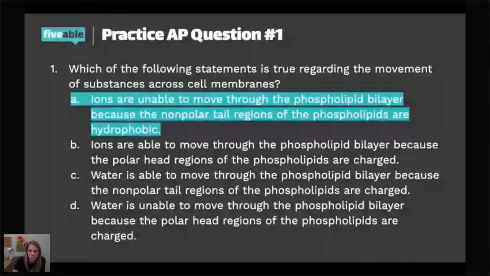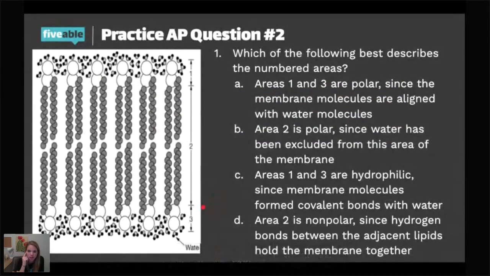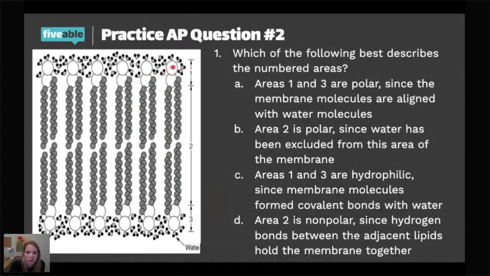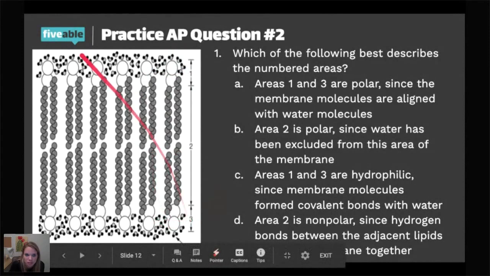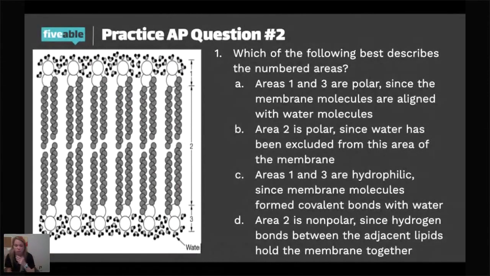Here we go. All right, practice question number 2. Which of the following best describes the numbered areas? So again, just stare at your screen. We've got area 1, area 2, area 3. I'm going to give you all like 30 seconds. I've got my watch timer. Whenever you're ready, go ahead and put your answer in. So A says areas 1 and 3 are polar since the membrane molecules are aligned with water molecules.